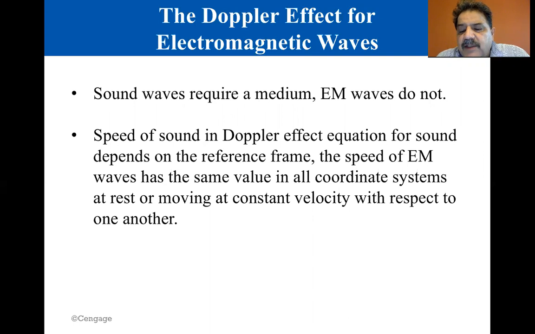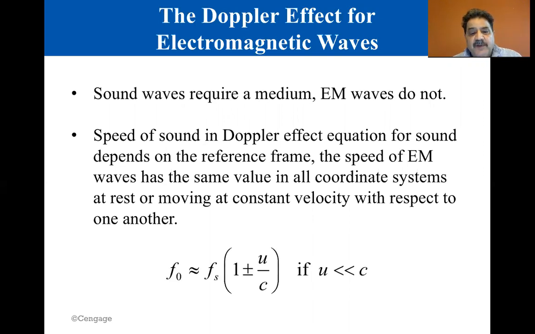The single equation that describes the Doppler effect for electromagnetic waves is given by the approximate expression here. f_o is equal to f_s times (1 ± u/c) if u is much less than c. f_o is the observed frequency, f_s is the frequency emitted by the source, u is the relative speed of the observer and source, and c is the speed of light in vacuum.